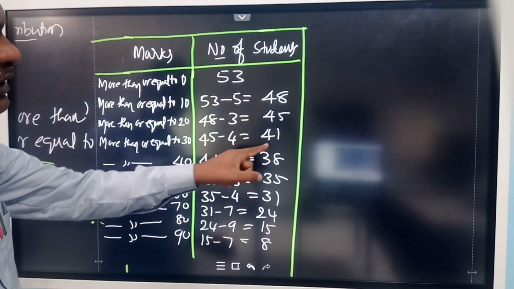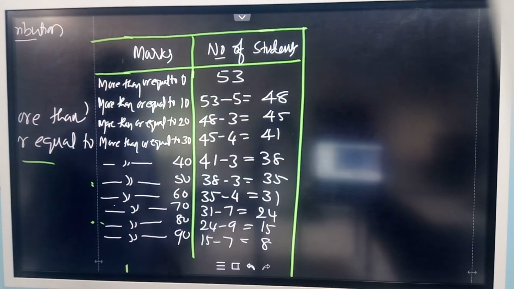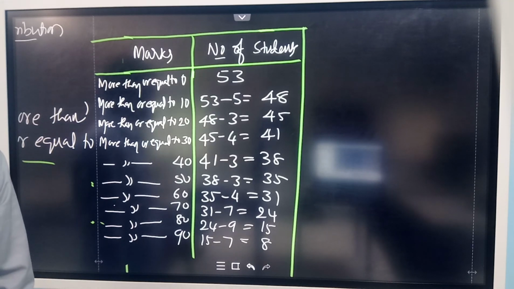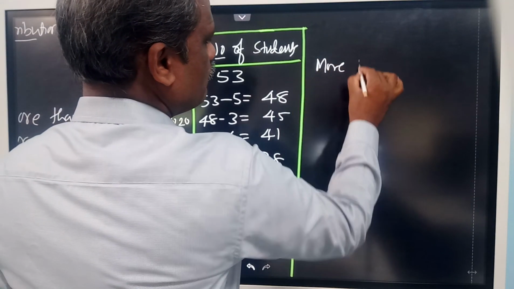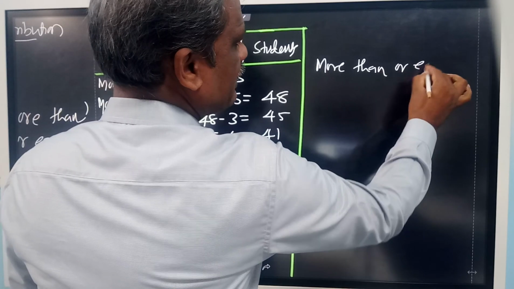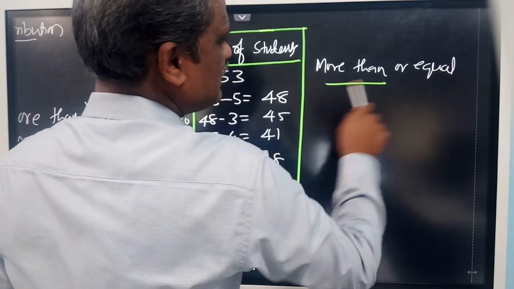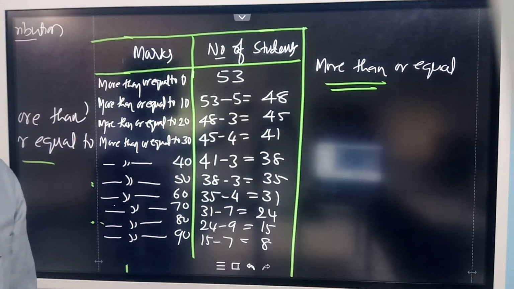53, 48, 45, 41. So this type of cumulative frequency is called the more than or equal to type of cumulative frequency distribution. So more than or equal to type. So this is more than or equal to type, or the previous one is less than or equal to type.